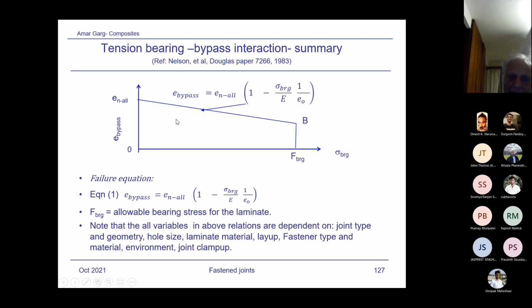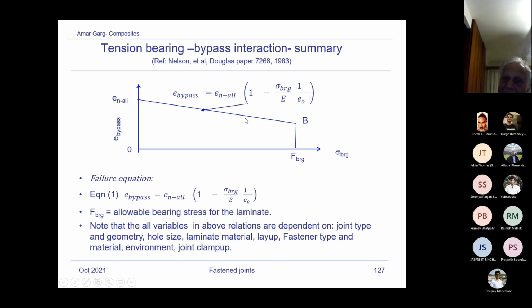Based on that, we plot that equation, En allowable, E bypass versus the sigma bearing. This provides us some kind of an interaction chart. But really, we are not using this one. I'll use the two fasteners interaction chart. The failure equation is E bypass equal to En allowable. So this is the failure equation in order to determine failure.